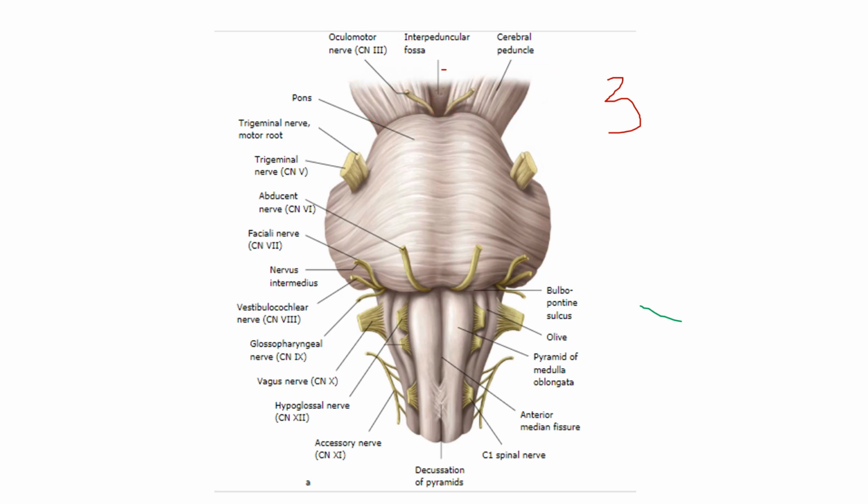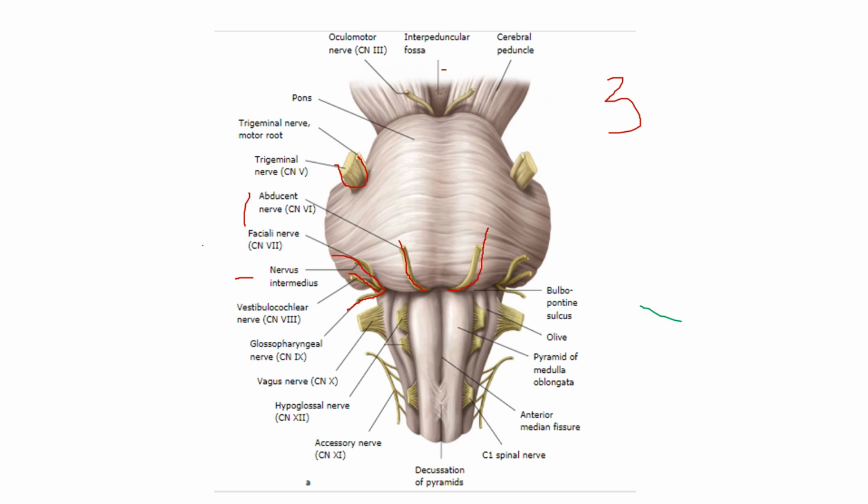Then we see our pons, and then we could see that big old trigeminal nerve. Sensory is bigger than motor. And abducens right here, 6. So cranial nerve 6 right here. So we could see this 7, cranial nerve 7, and this nervus intermedius, and we'll define that in a little bit. Cranial nerve 8 is here, cranial nerve 9.